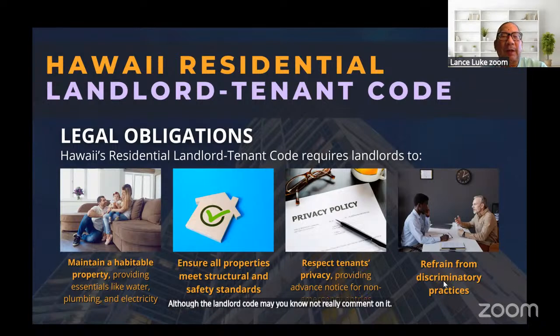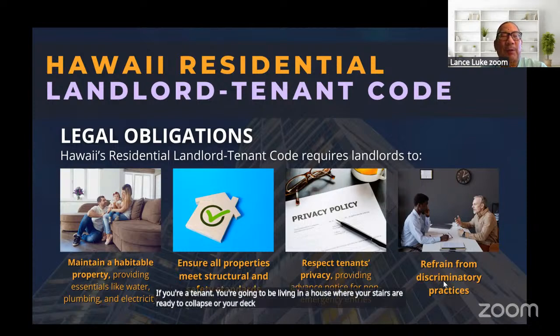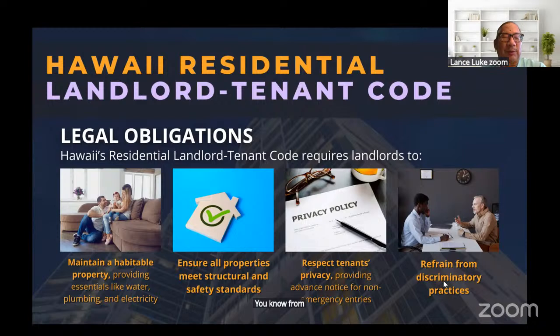The other thing is that all the properties must meet structural and safety standards. So if you're a tenant, you cannot be living in a house where your stairs are ready to collapse or your front porch is so termite eaten and there's holes in it and you have a hard time walking from the entrance to go to your house.